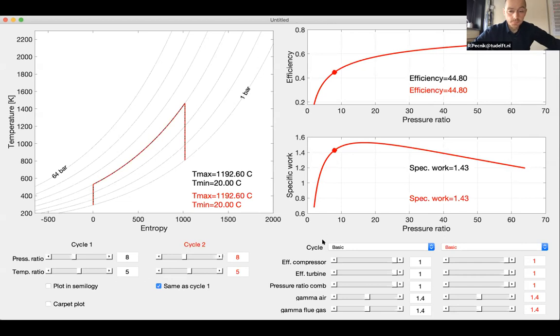And the way to explain this now to you is you can see on the left side, you have a temperature entropy diagram, the ones that we always use, temperature entropy, right? It would be better to use an HS diagram here, but it's fine. Temperature entropy diagram.